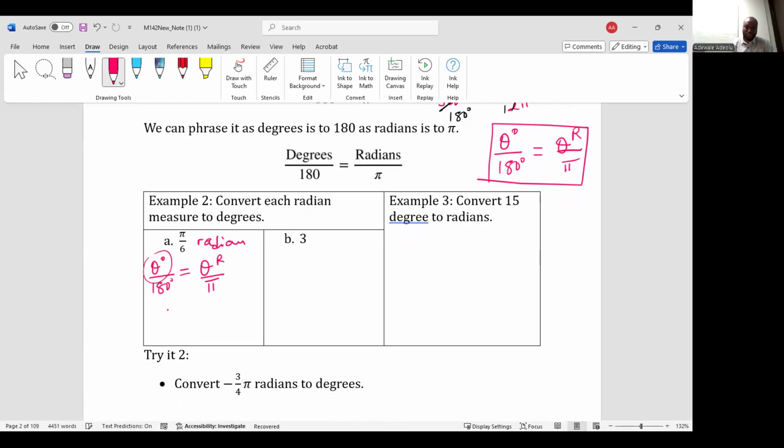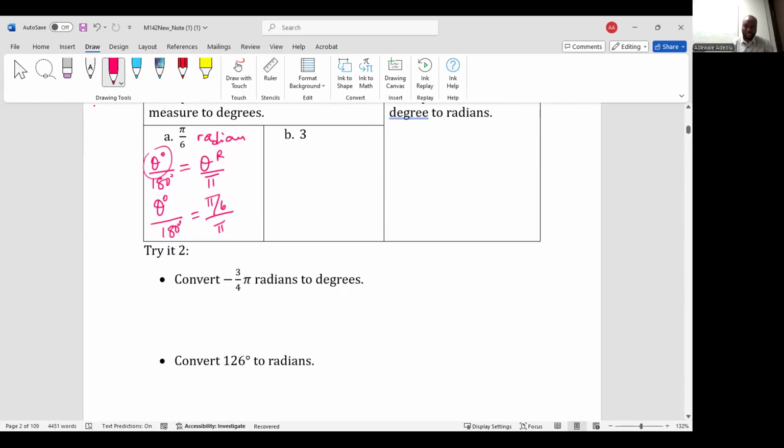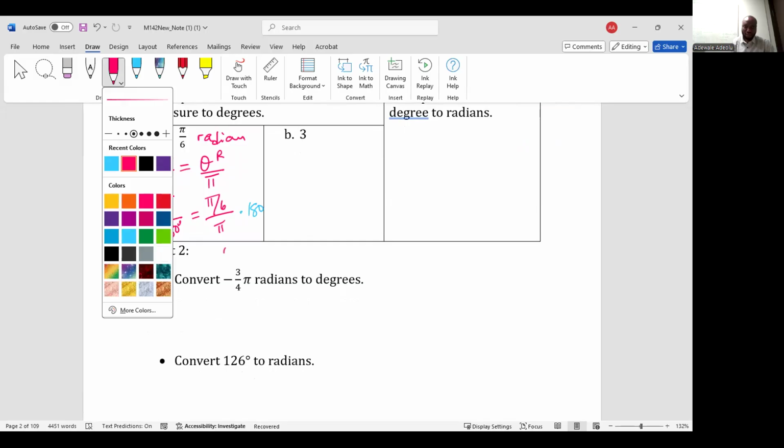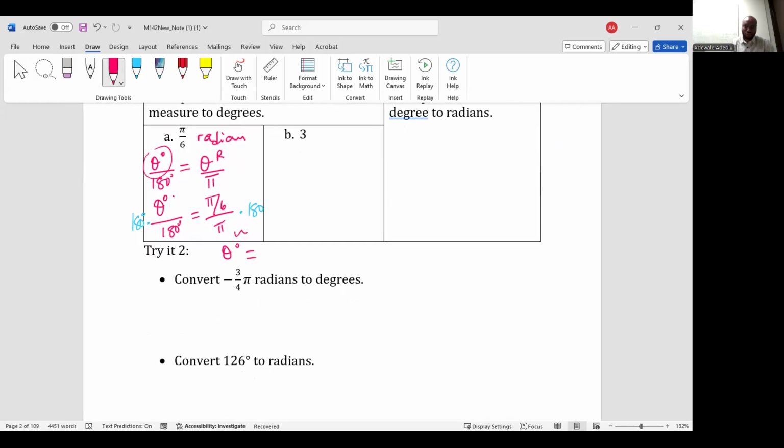So since we are looking for this, our angle in degrees over 180 equals our angle in radians, that is pi over 6, divided by this pi here. Now, solving for that, we can multiply both sides by 180 to get rid of that 180 here. So if you compute this very well, our angle in degrees is 30 degrees.